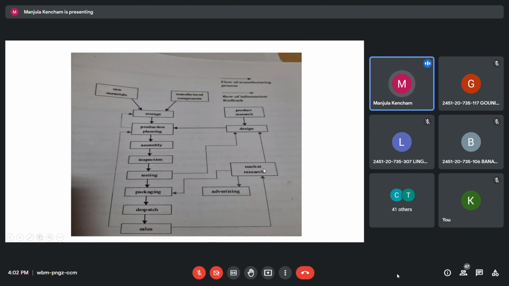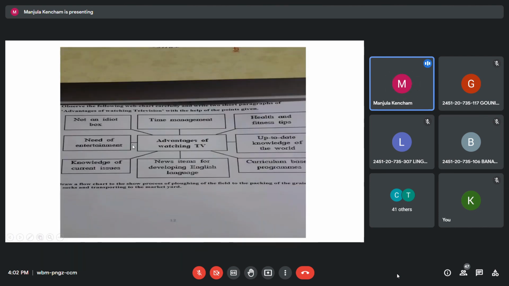If there is a flaw in the design, if it is rejected, the market research says it is a flaw, it cannot survive, then the design is dissolved. Once again, it is redesigned. That is how the cyclic process goes on. Okay, this is only one sample that has been presented on the slide.